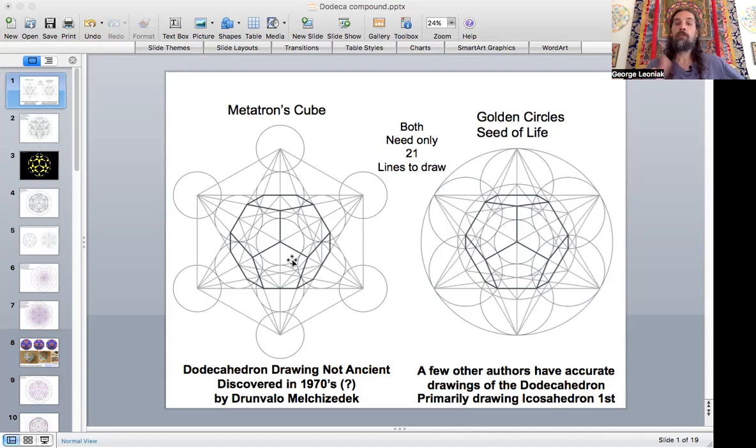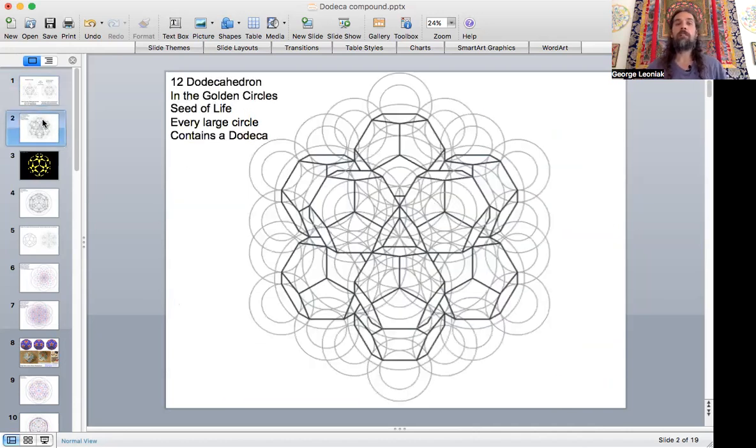Other than this, that is all most people think the seed of life contains: all the Platonic solids of creation. As I've demonstrated in other videos, that's not the case.